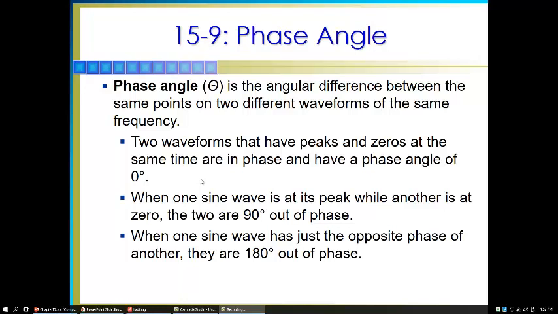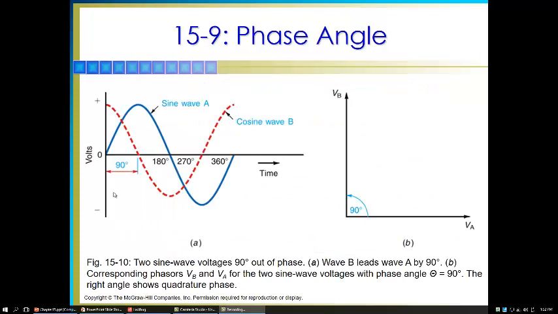And when one is the exact opposite of the other one, basically what that means is that when they both go through zero at the same time, but when one is at its maximal value and the other one is at the minimum value, then they are 180 degrees out of phase. Let's take a look at this example.